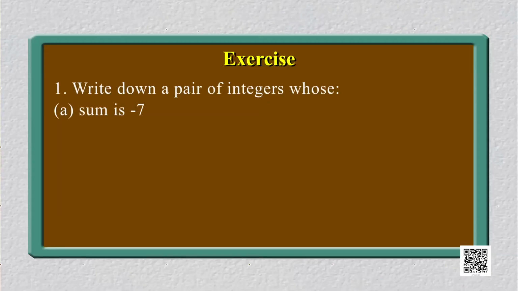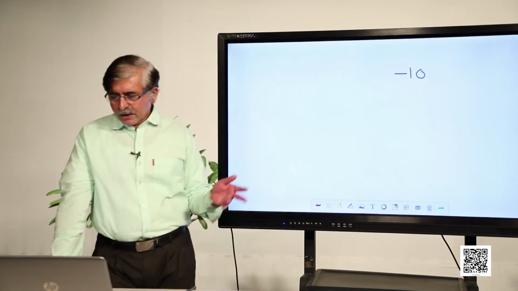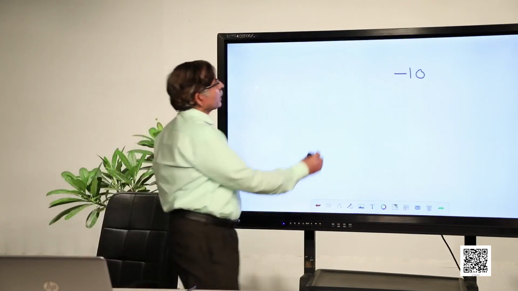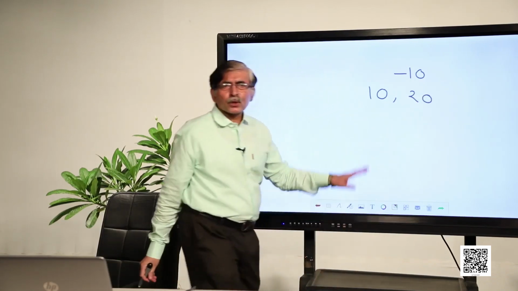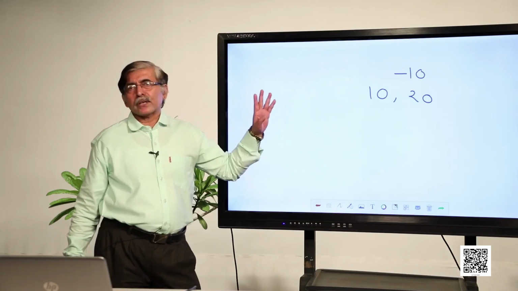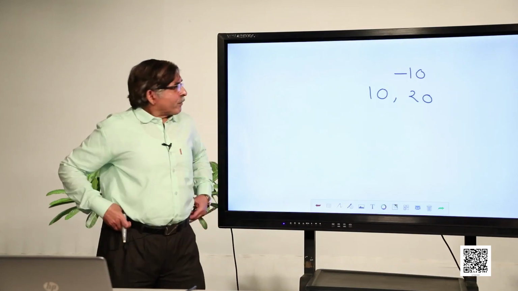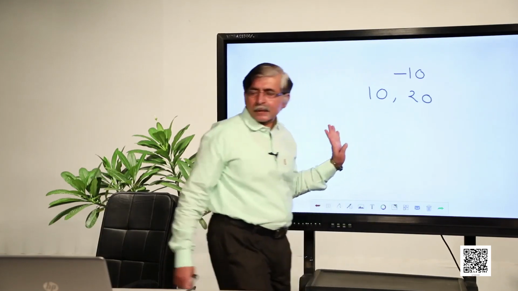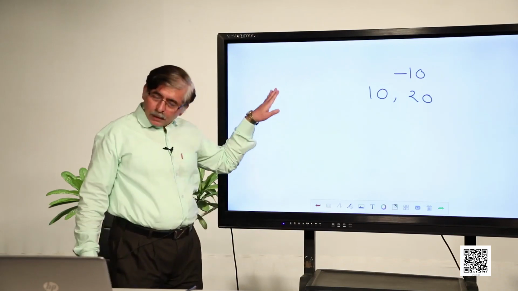There is one question: write down a pair of integers whose difference is minus 10. Here also you can find many numbers. You have to find two numbers whose difference is minus 10. One may be 10 and 20, because if you take the difference of 20 from the first number 10, you will get minus 10, right. And you may find many pairs.